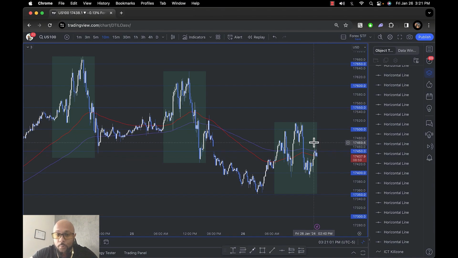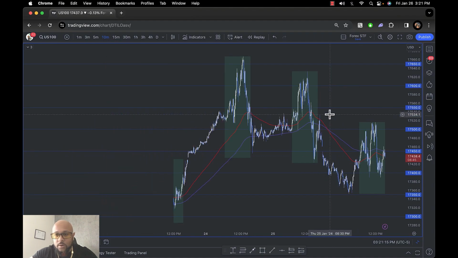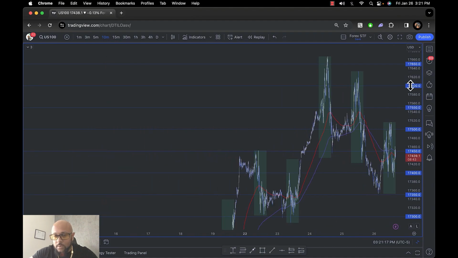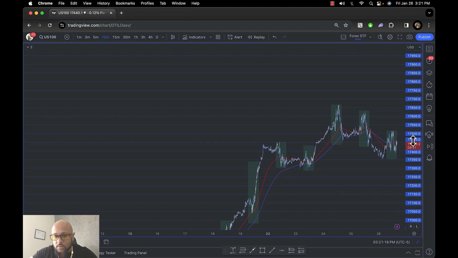I don't care about price action outside of these session boxes right here, right? Because I don't trade during the afternoon or during London. So I don't care what happens outside of these boxes. So I'm going to make everything a little bigger and shrink this.